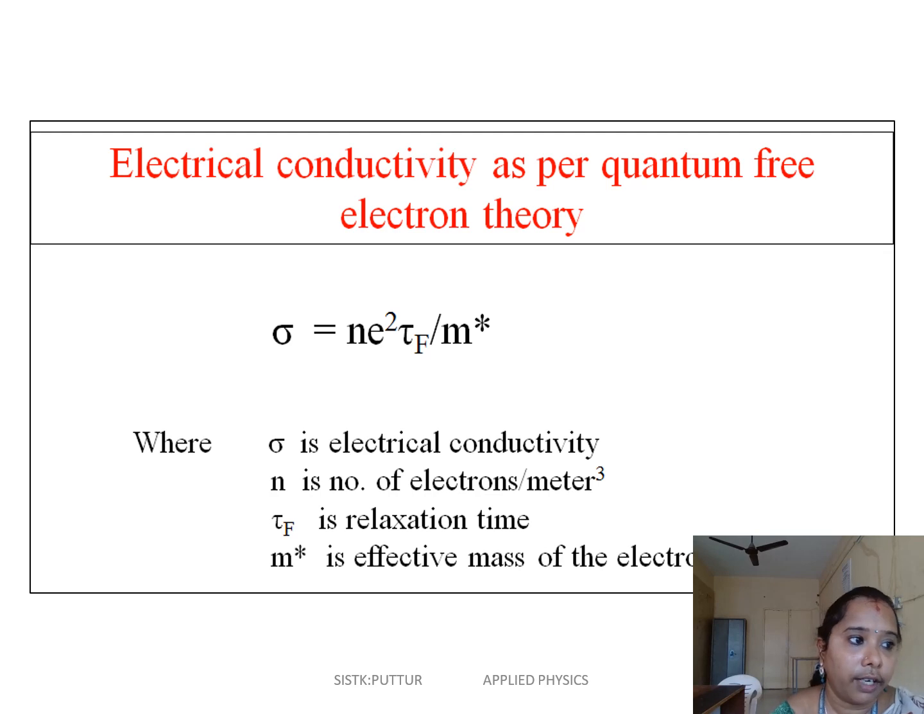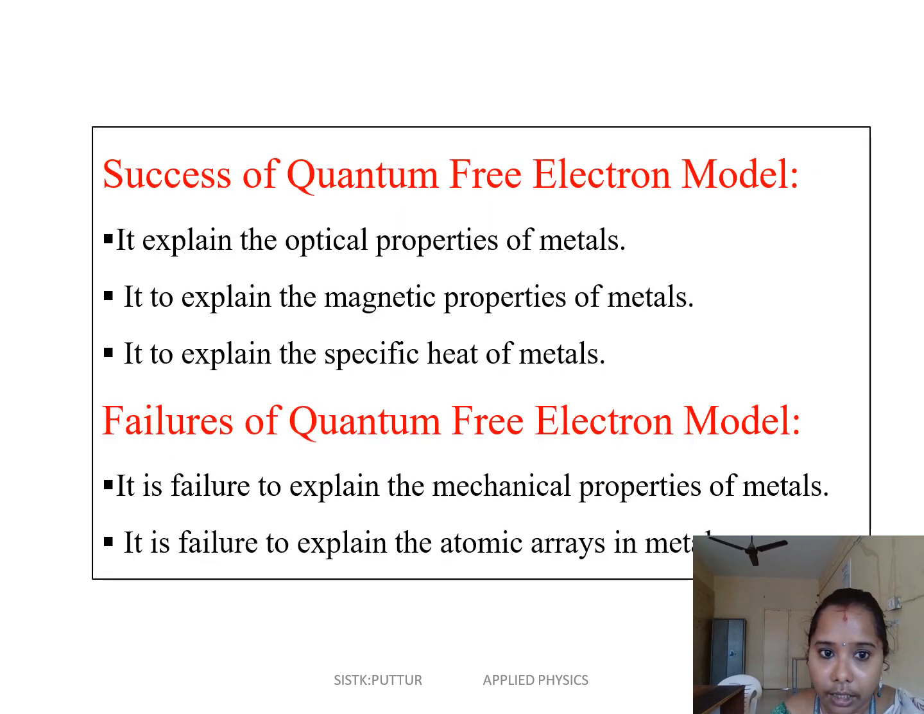Here, in the absence of an electric field, these velocities cancel each other and the net velocity in all directions is zero. If we apply an electric field along a direction, the electrons in the sphere experience some force along the negative direction. So here, what are the successes?